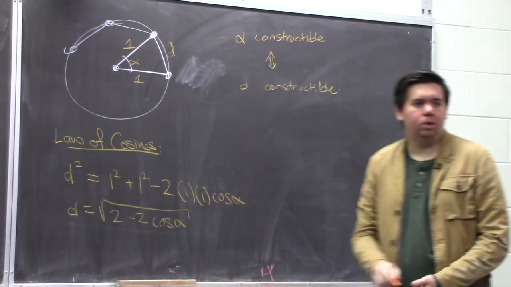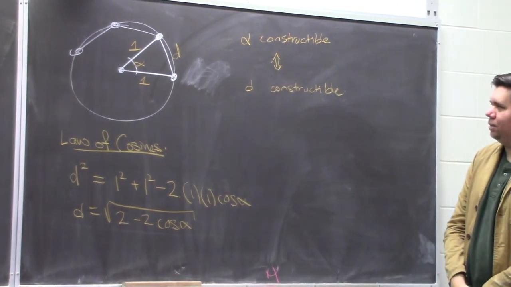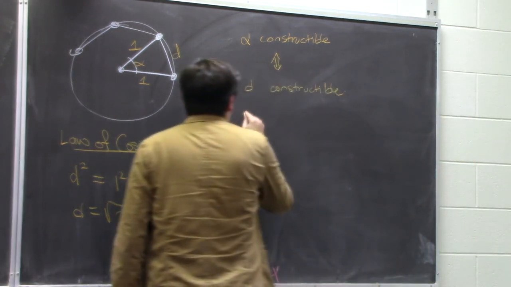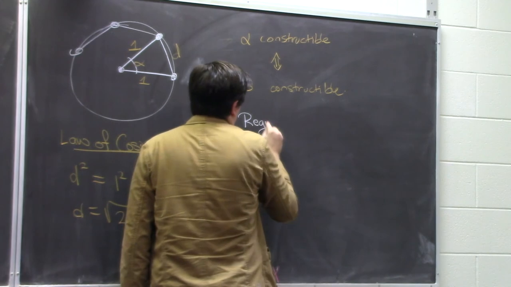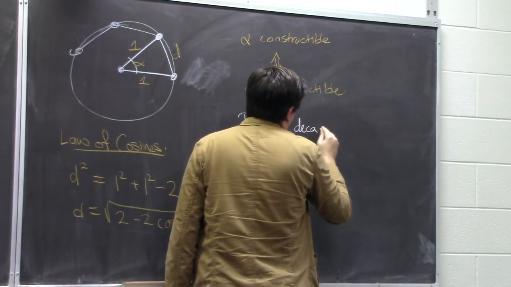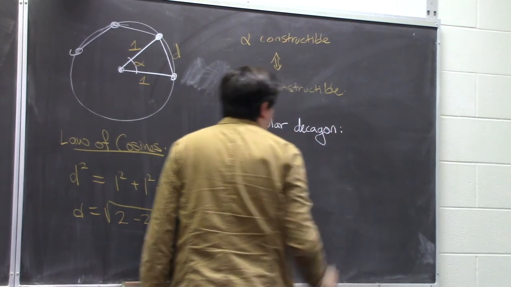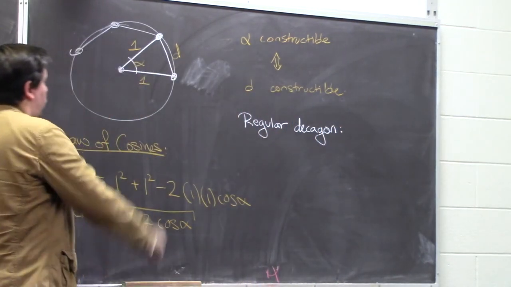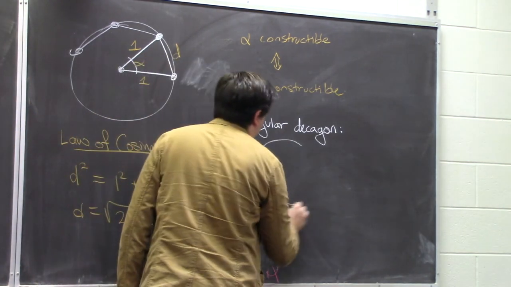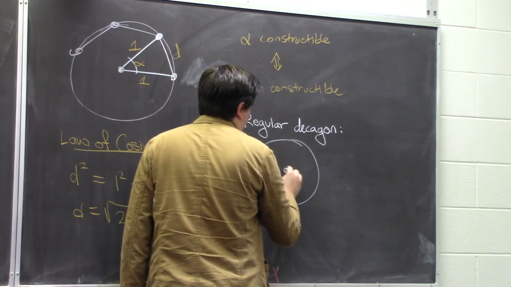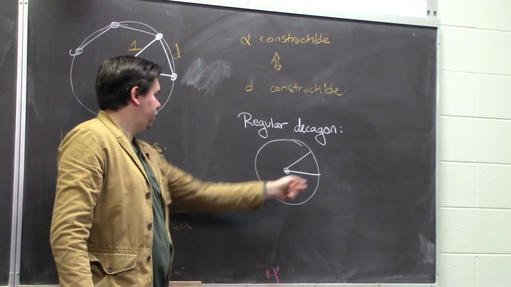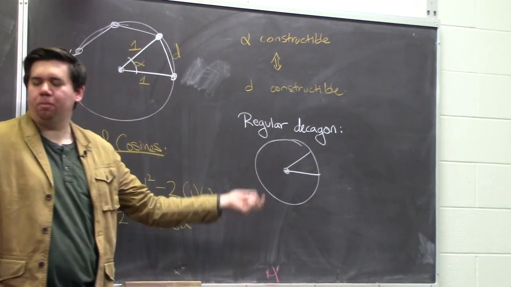Right? Okay. So let's think about some regular polygons and see what we can say. Let's think about the regular decagon. Deca for 10, like decade. Regular decagon, regular 10-sided polygon. What would alpha have to be? Let's think. So if I have my circle and I break it up into 10 equal angle parts right here for equal sides, each alpha would have to be what?